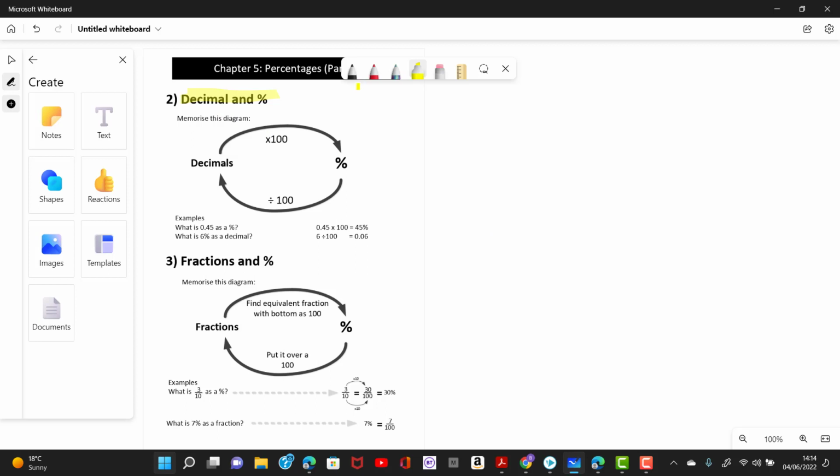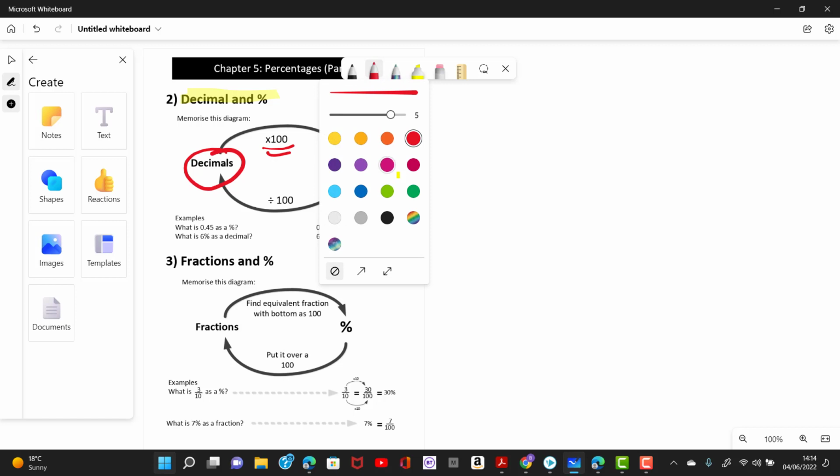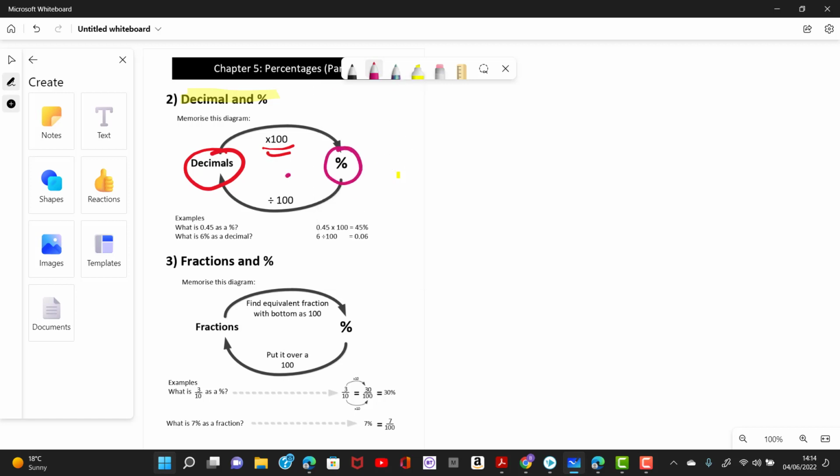If you want to convert decimals to percentage, it's really easy. Let's say you're here and you want to go from decimals to percentage. All you got to do is times by 100. And if you want to go the other direction, percentage to decimals, all you got to do is divide by 100. Okay, let's see how this works in practice.